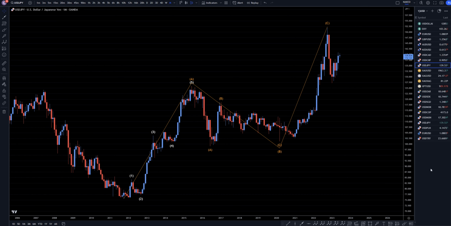Today is Tuesday, June 13th, and I'm going to be analyzing the US dollar yen starting on the monthly, working my way down to the 1 hour time frame.